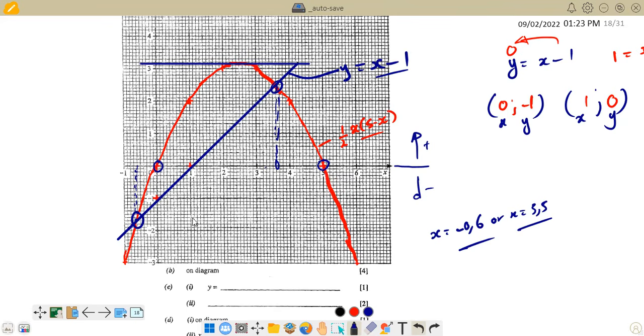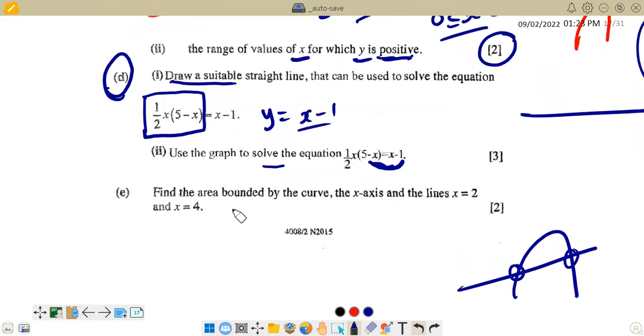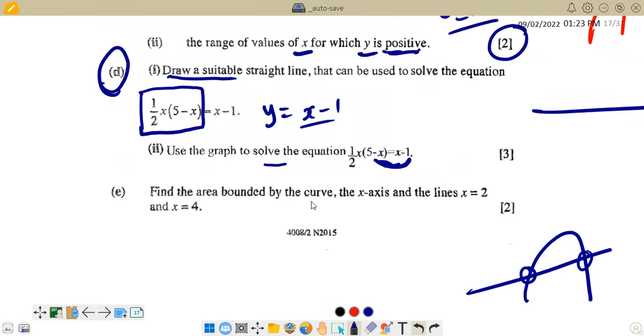Let's see the other part that we had on the previous question. You're now given on E to find the area bounded by the graph. So the first thing is the area bounded by the graph, the x-axis, and the lines x is equal to 2, x is equal to 4. Let's start by just having the area bounded by the graph.